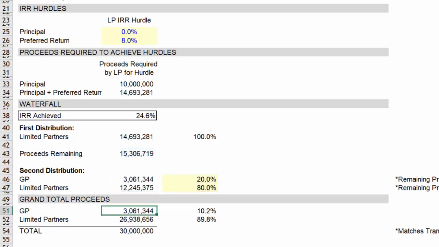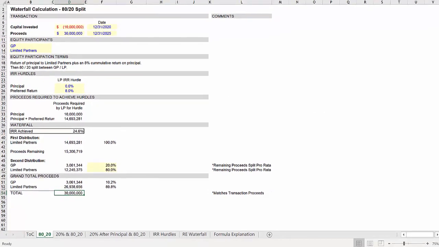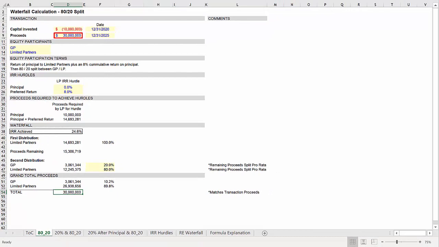Finally, in the last step, all we're doing is summing the distributions. So for the GP, we have cash flows distributed under second distribution. And for the limited partners, we have cash flows distributed in the first distribution and in the second distribution. And finally, at the bottom, you'll see that the distributions equal the total proceeds. And with that, we're done with the first example.